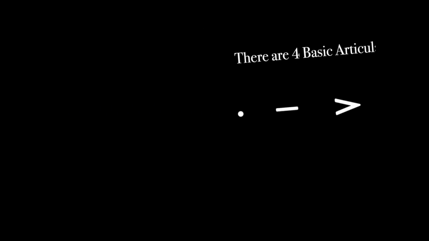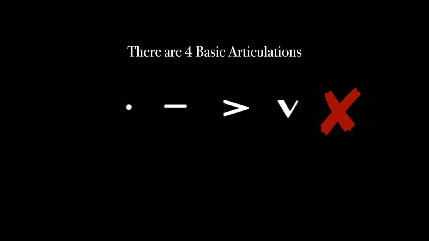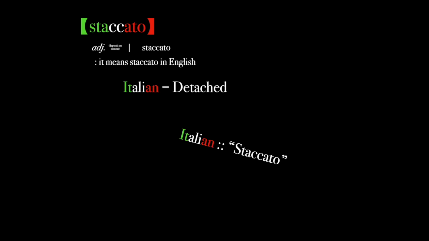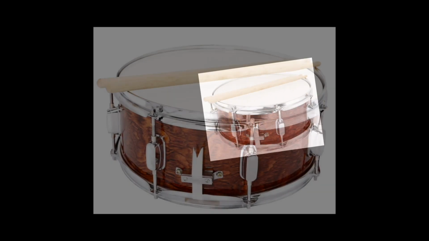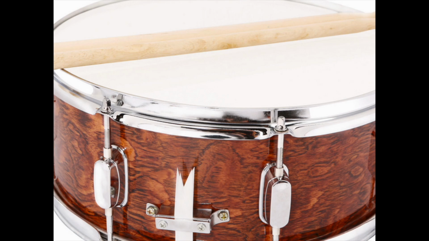Reason 2. Most people think of 4 basic articulations. I'll show you these 4, and hopefully convince you why there are 3 basic articulations. Staccato in English means staccato, but in Italian, it means detached. But in Italian, detached means staccato. Staccato is represented with a dot on top of a note. The perfect example of a staccato is the snare drum.